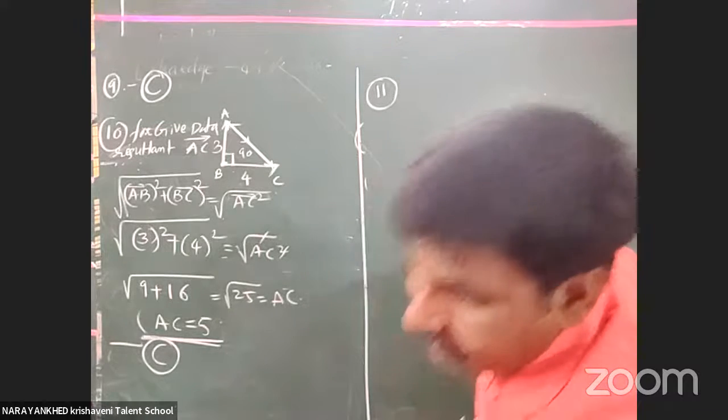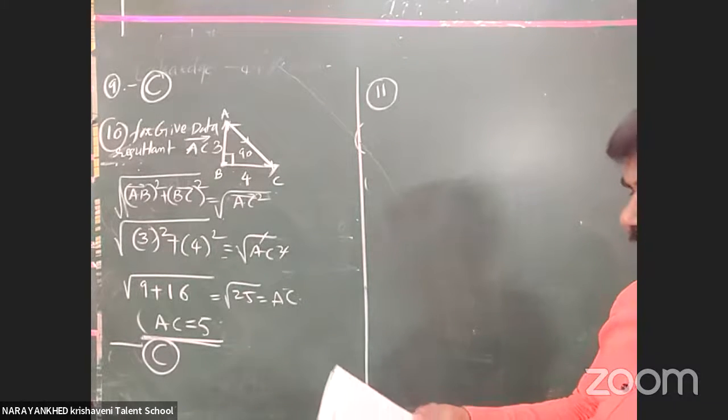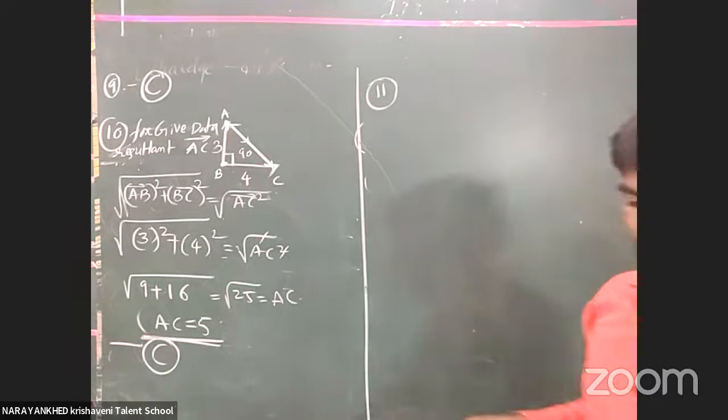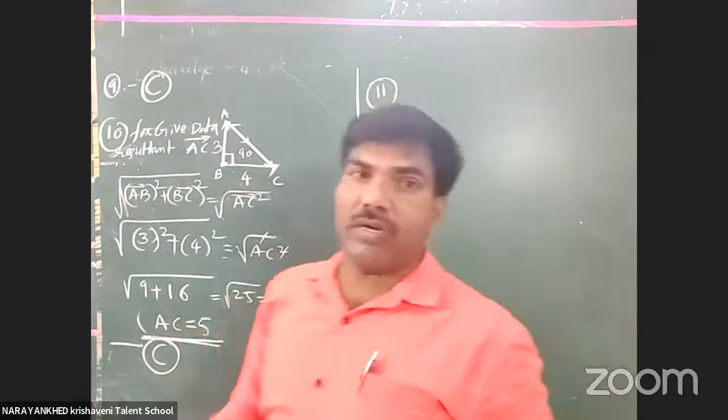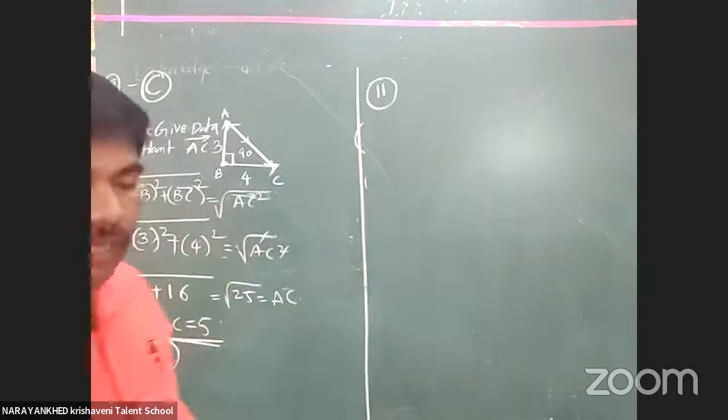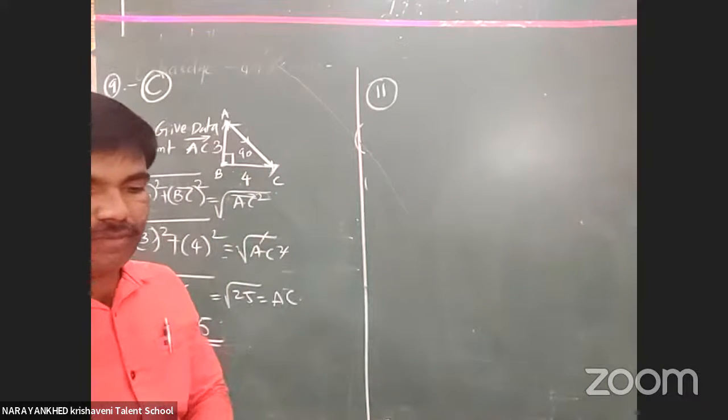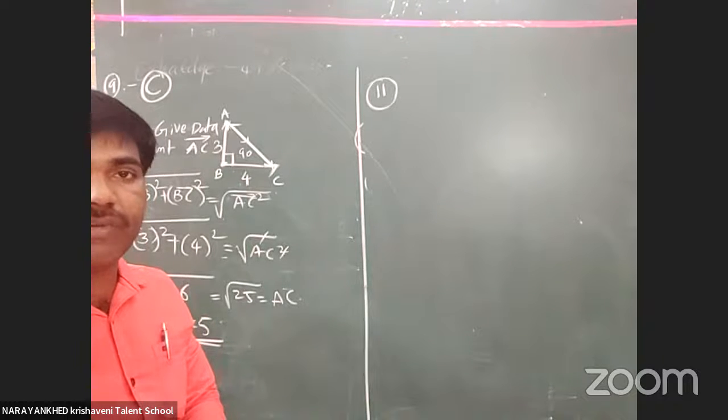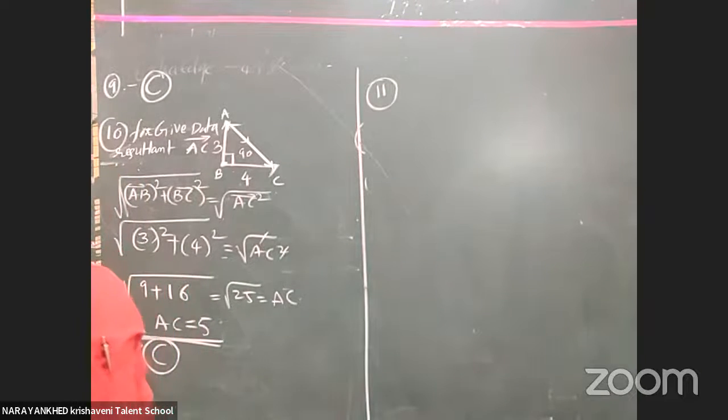Next, 11th question. Which one of the following is not a vector quantity? Velocity, force, energy, and the momentum. Which one is not called a vector quantity? Velocity is a vector quantity only. Force is a vector quantity only. You know very well, the momentum is also a vector quantity only. The energy is not a vector quantity.